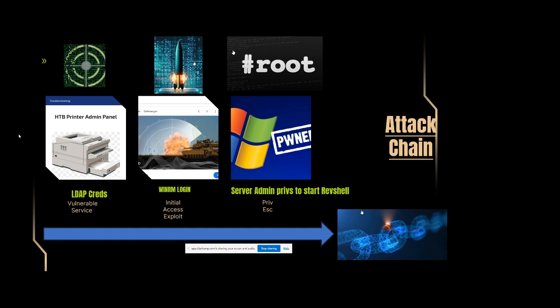So first we're going to get the LDAP credentials via the vulnerable service. Then we'll log in via WinRM for our initial access exploit. And then finally, we'll go ahead and privilege escalate with the Server Operators privileges to start the reverse shell. That said, let's get started.